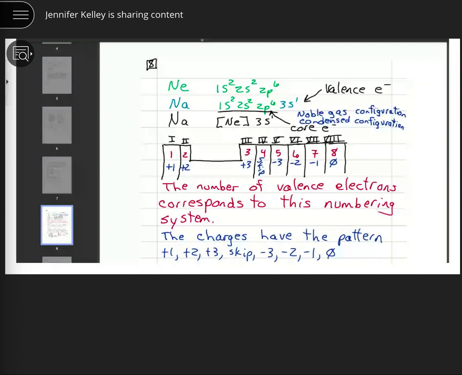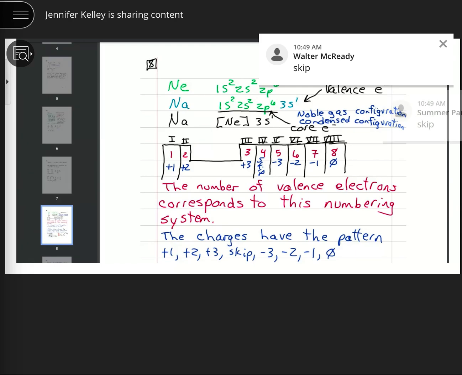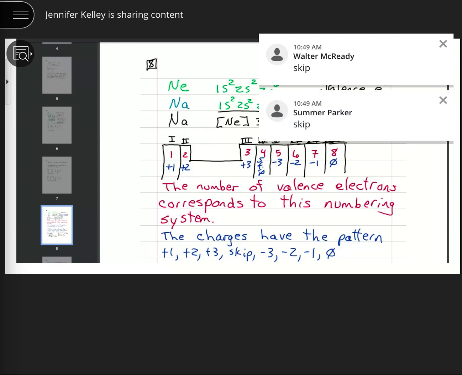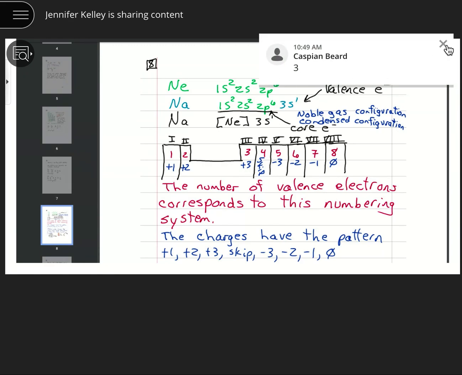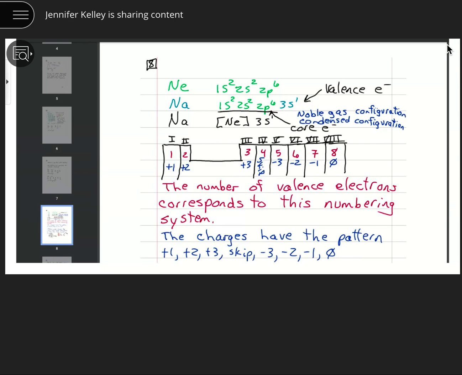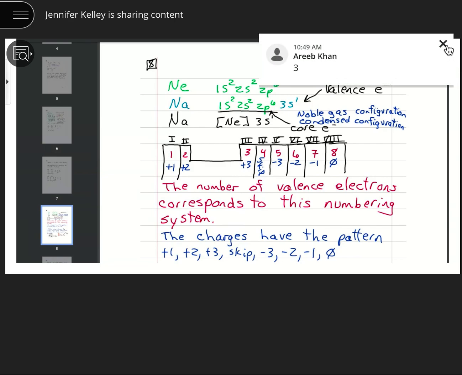So looking at that, let's see. What's the blue writing under column 4? Under column 4, 1, 2, 3, 4. That says skip. All right. So looking at that, what is the bigger number? 1, 2, or 3? 3. So that's how we're going to figure out what the valence electrons are.